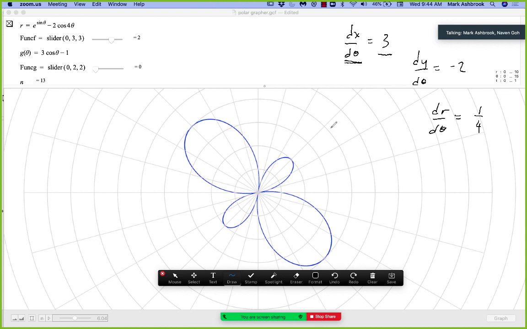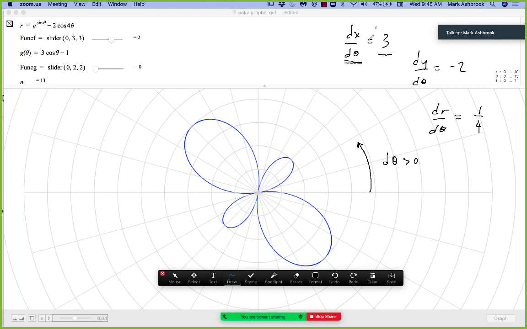All right, where in this graph could that be occurring? We know that changes in theta are counterclockwise, right? So as we go counterclockwise, where might dx/dθ equal +3? Let's look along this first part of the curve. Could dx/dθ be +3 along here? Yes, it's possible. As we turn counterclockwise, we're going to the right.